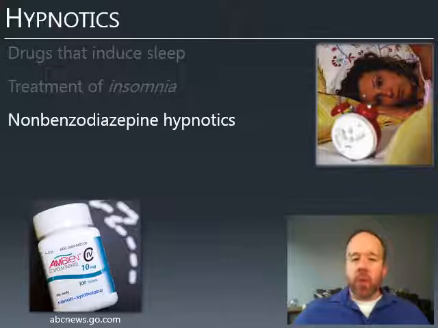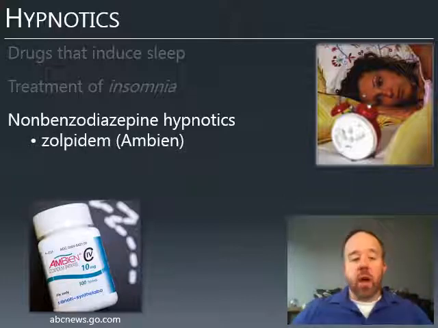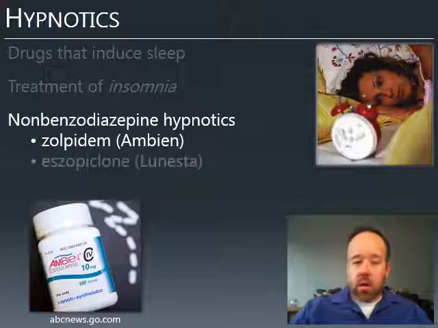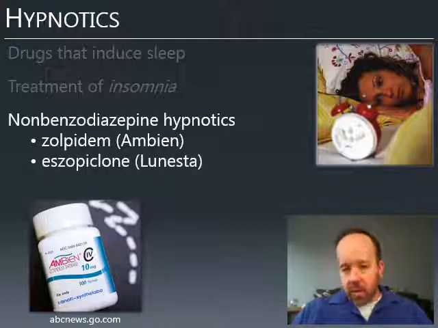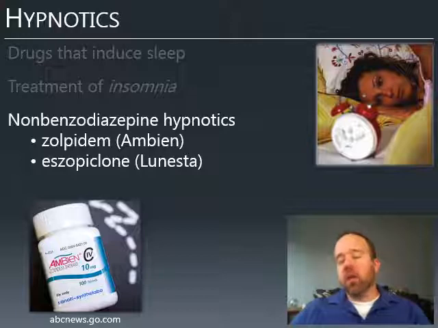So there are benzodiazepines, as we just talked about in the last slide, that induce sleep, things like Valium. But there are also non-benzodiazepine hypnotics. And these are things like Zolpidem, which is marketed as Ambien, and eszopiclone, which is marketed as Lunesta. So you can see commercials on TV for these substances. And they help you go to sleep, but they're not technically benzodiazepines.